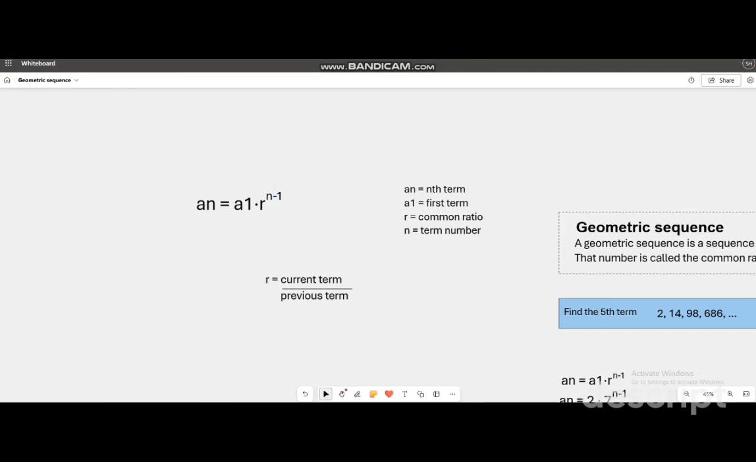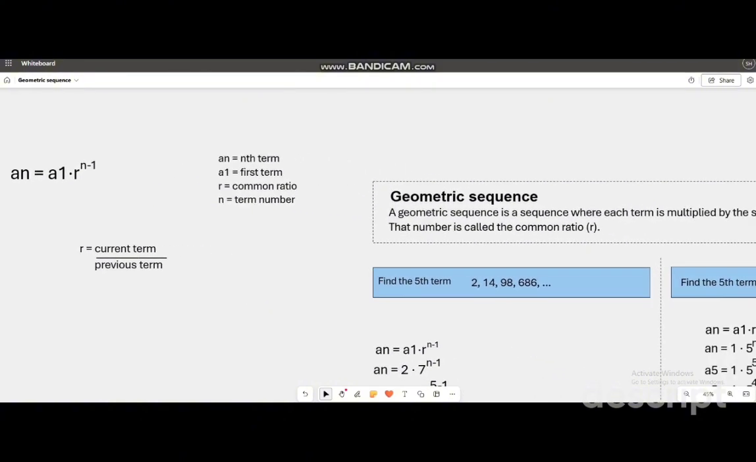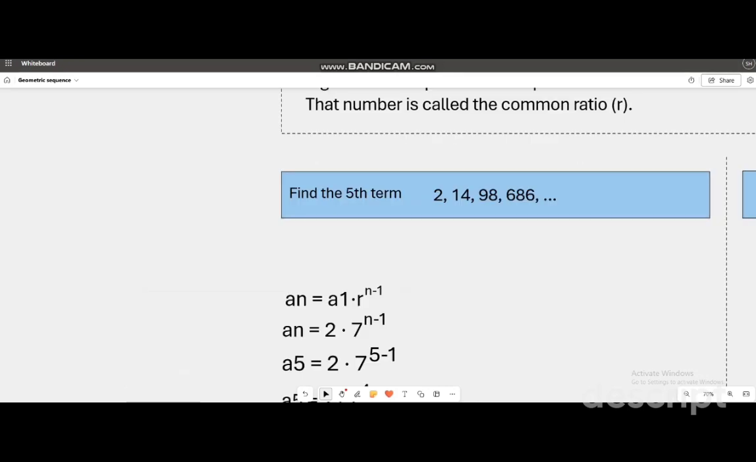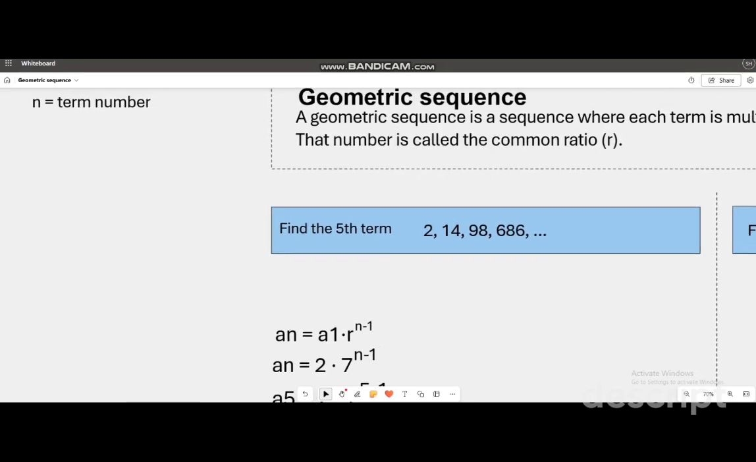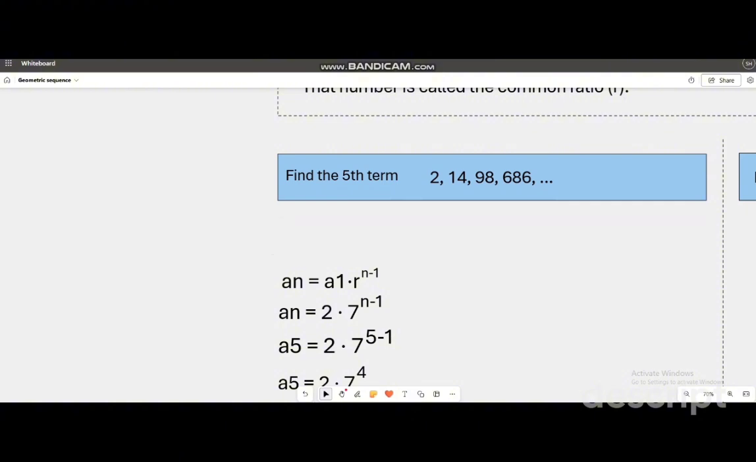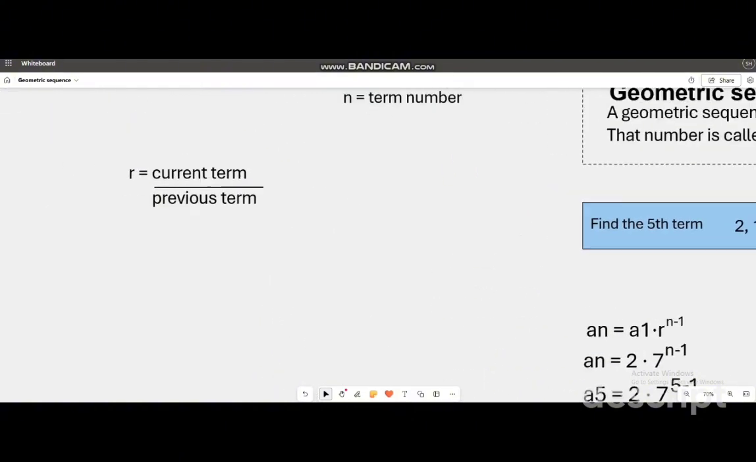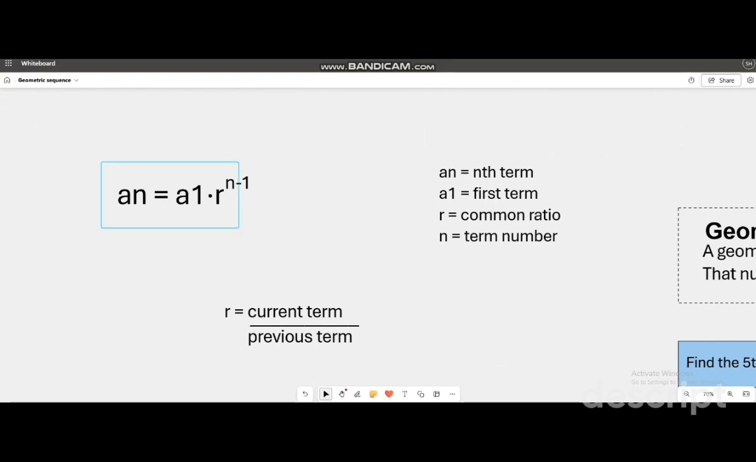And this is the formula for the geometric sequence. As we can see here, we have two examples of geometric sequences. The first one is 2, 14, 98, and 686, and so on. We need to find the fifth term. So to find the fifth term of this geometric sequence, we're going to substitute into the formula for the geometric sequence. Since this is the formula, an equals a1 times r to the power of n minus 1.